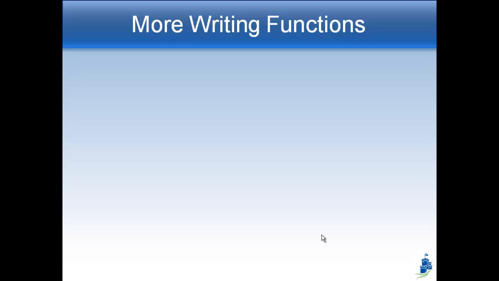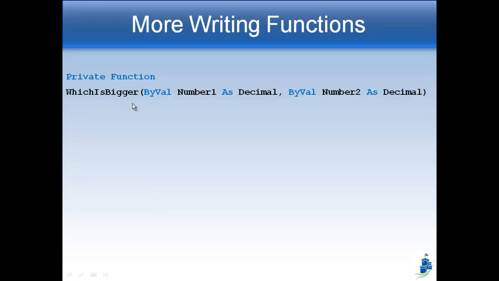Let's do one more example to make sure that we're totally solidified with this. I ran out of space on this line, so I put it on 2 lines, but it should be on 1 line, right? It says private function which is bigger, and then it takes 2 arguments. So remember, if you have 2 arguments, everything is the same. You just have a comma here and a whole separate argument over here. This function is called which is bigger. It says by val number 1 as decimal and by val number 2 as decimal. And here's my end function at the end.